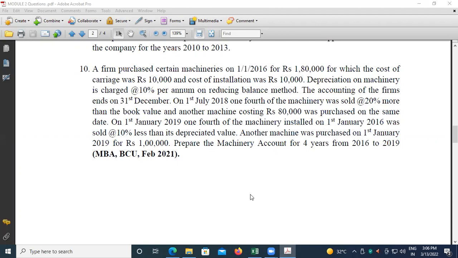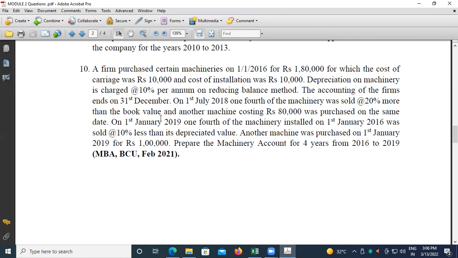Good afternoon. Today we are going to solve question number 10, a depreciation accounting problem, which was asked in the MBA BCU 2021 question paper. Let us see how to solve this problem. First, we'll read the question, underline some important notes, and do the working note according to the question.